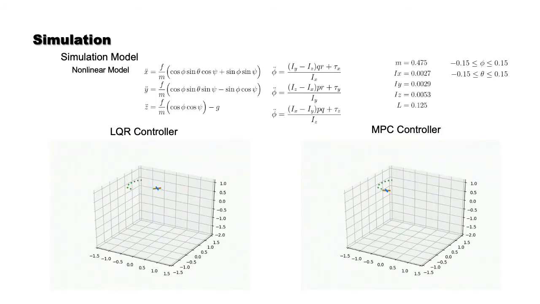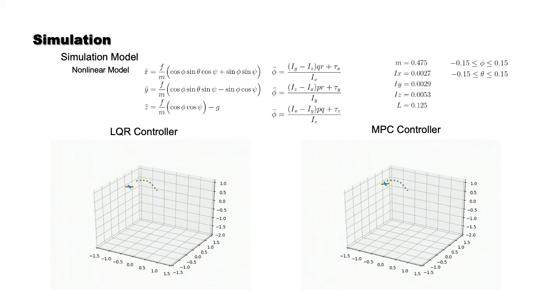Now I will show the simulation result. For simulation, I used a nonlinear model, and for the controller, I used a linear model. All the parameters are shown on the right. We also added constraints on the angles. Phi and theta should be within plus or minus 0.15 radian. The resulting animations are shown below.